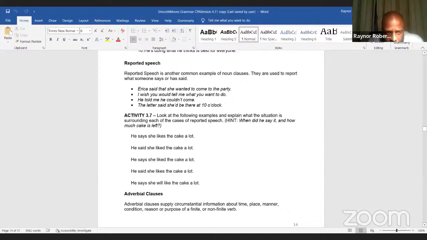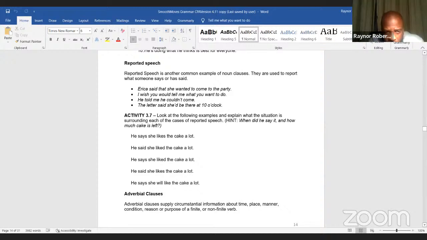He said she likes the cake a lot. She liked the cake a lot. He said she liked the cake a lot. So that's in the past. Right? So he said it in the past. He says she liked the cake a lot. He says, still the same. Yeah, habitual, like you said.